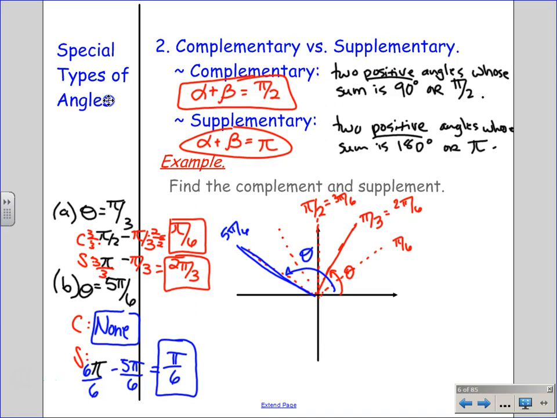So not every angle is going to have a complement and a supplement. Can anybody give me an example of any angle that wouldn't have a complement or a supplement? Both of them would be none.